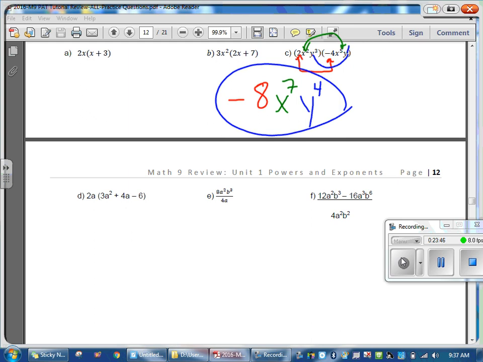I'm going to leave the next question for you to do by yourself, letter D. We're going to do letter E and F together. Let's move on.